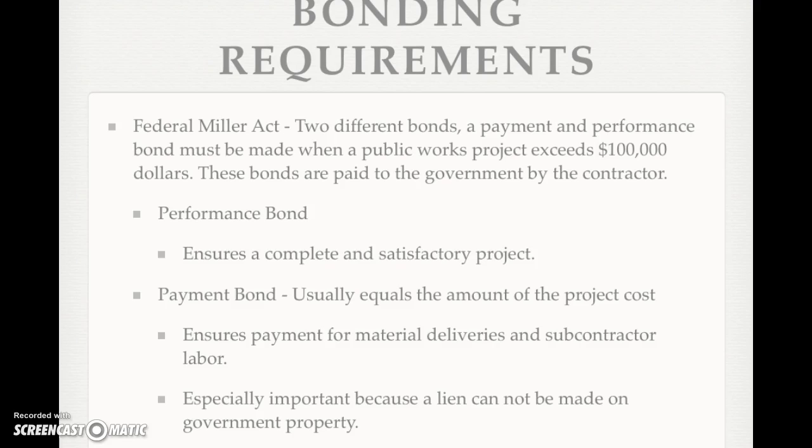What can sometimes happen, and has happened in the past, and why the law was made, is the general contractor wouldn't pay these material companies or subcontractors, and then these companies would put a lien onto the government, but in turn the government can't have a lien on itself or any of its property. So then this act was put into place in form of the bond that is paid by the contractor to ensure that these companies do get paid in the end.